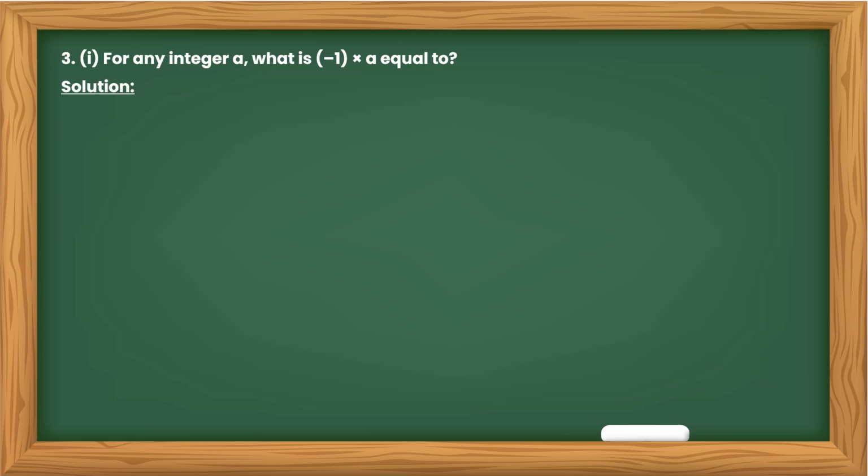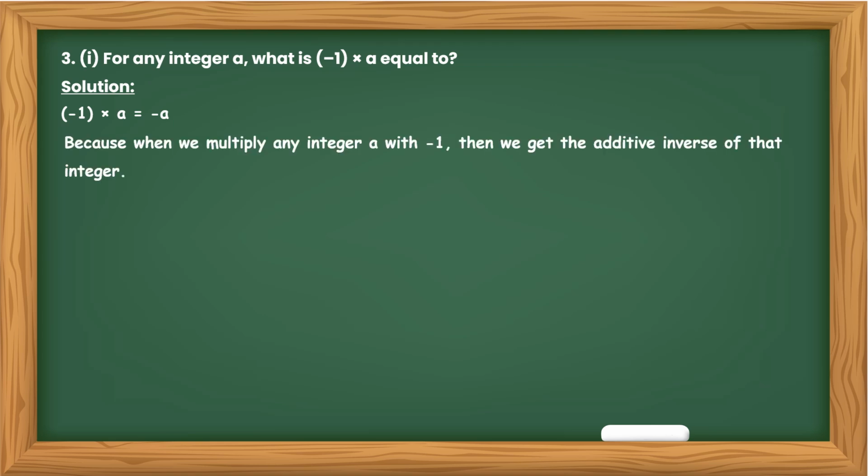The third question is, for any integer a, what is minus 1 into a equal to? So it can be any integer. They have given us in general in the question. So minus 1 into a is always equal to minus a. The reason is 1 into any number is the same number itself, right? And minus 1 into plus a, which means minus into plus is minus again. So it is minus a.